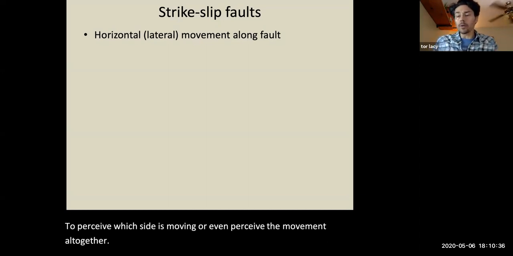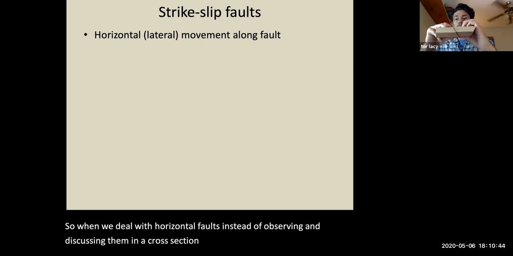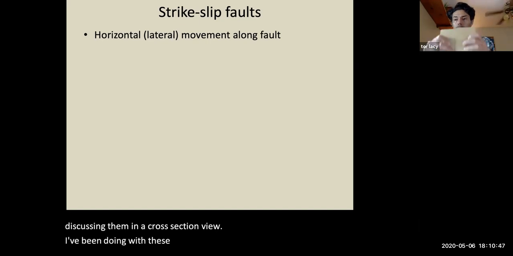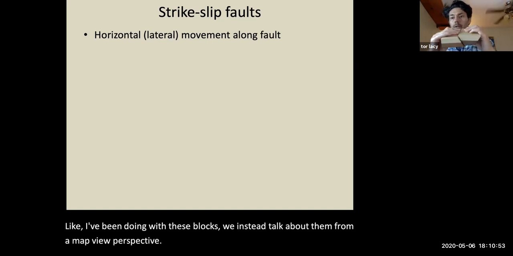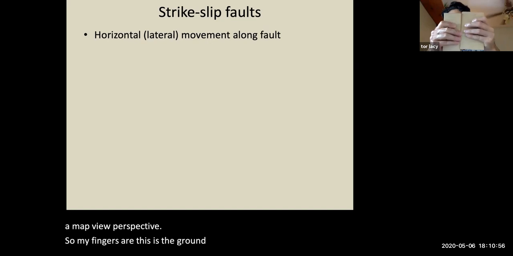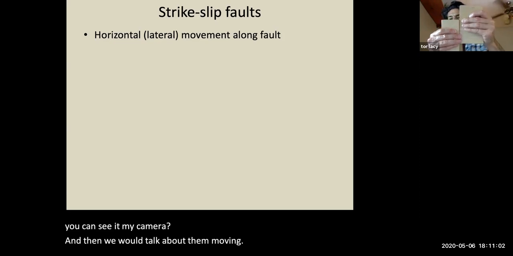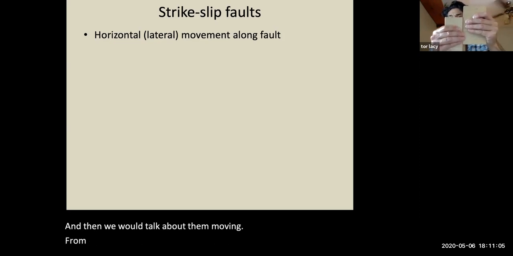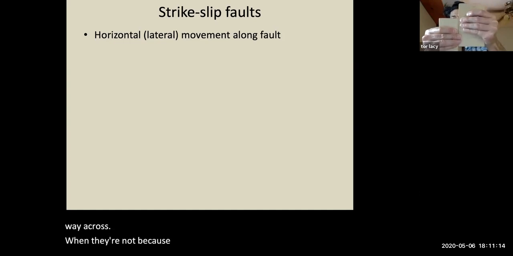So when we deal with horizontal faults, instead of observing and discussing them in a cross-section view, like I've been doing with these blocks, we instead talk about them from a map view perspective. Where my fingers are, this is the ground surface, which I'm going to rotate so you can see it in the camera. If my fingers should be continuous and connected all the way across, but they're not because of a shift along the fault, we can recognize that movement has occurred along the fault.